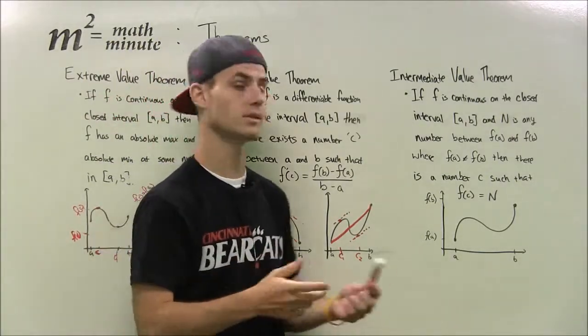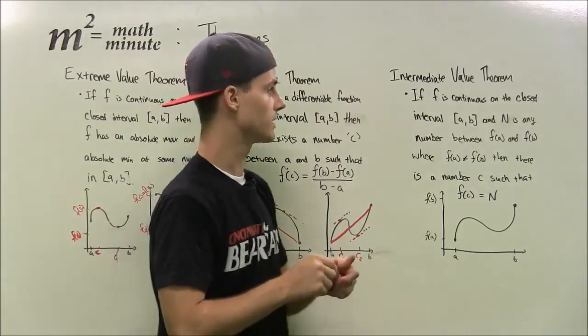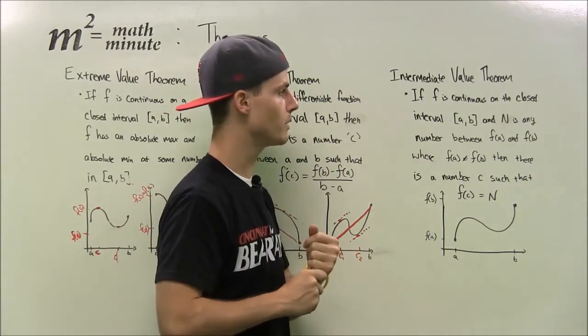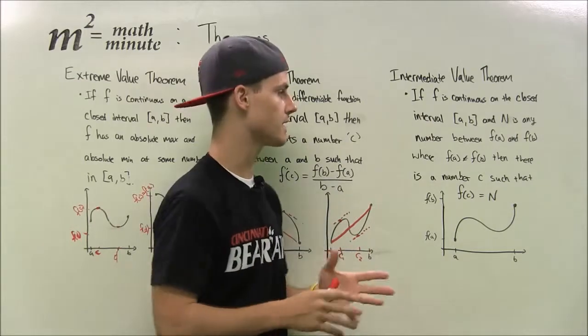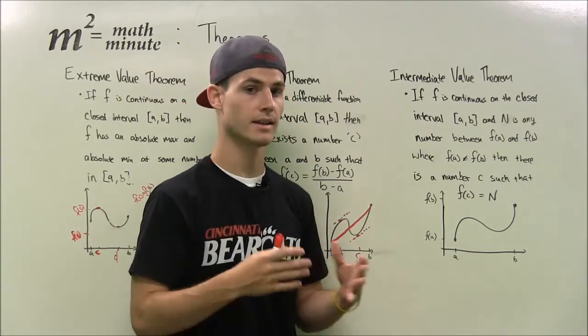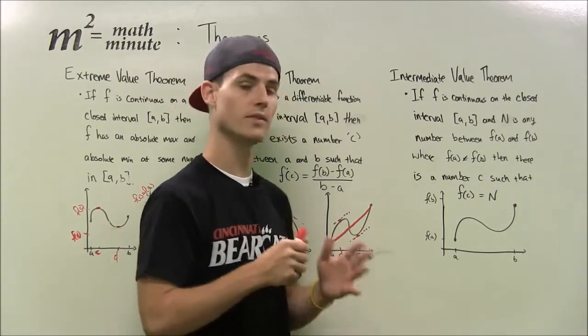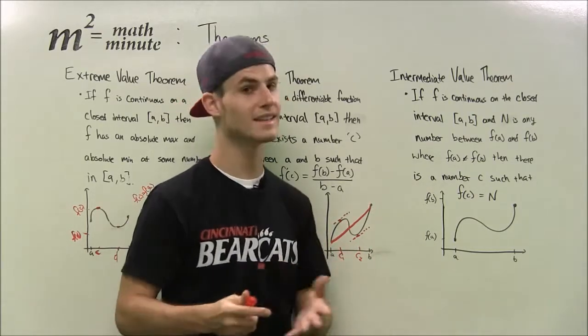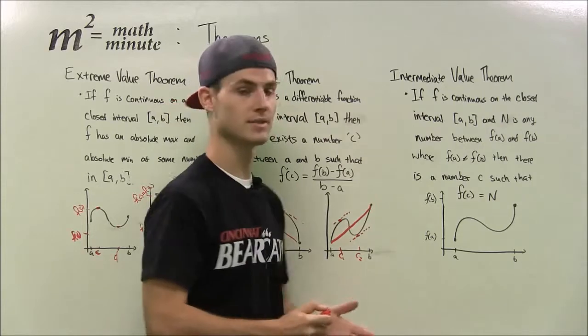Let's talk about the last one, the intermediate value theorem. What that says is, if f is continuous on the closed interval a to b, and n is any number between f of a and f of b, where the values are not the same, f of a does not equal f of b, then there is a number c such that f of c equals n.